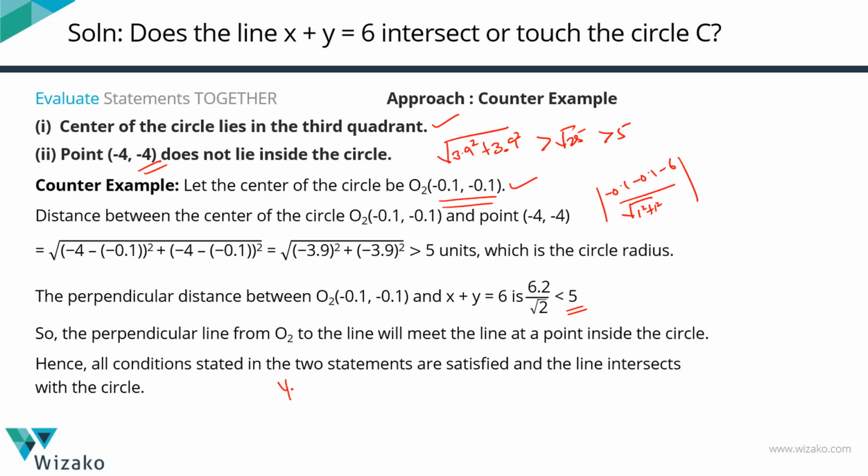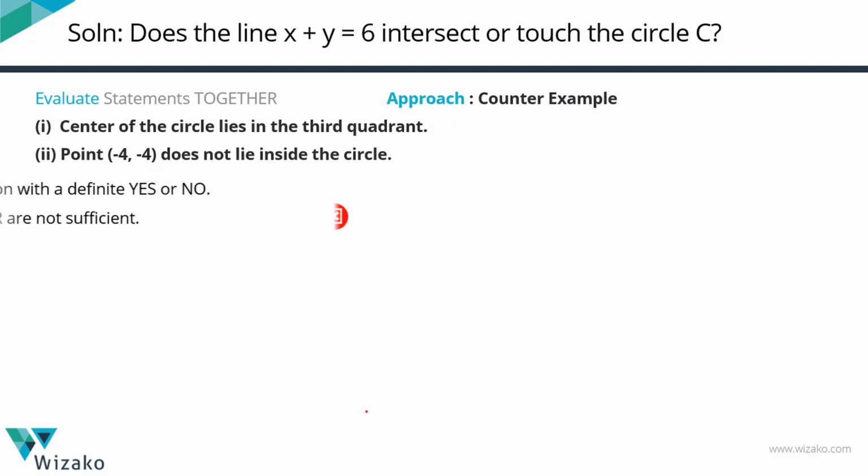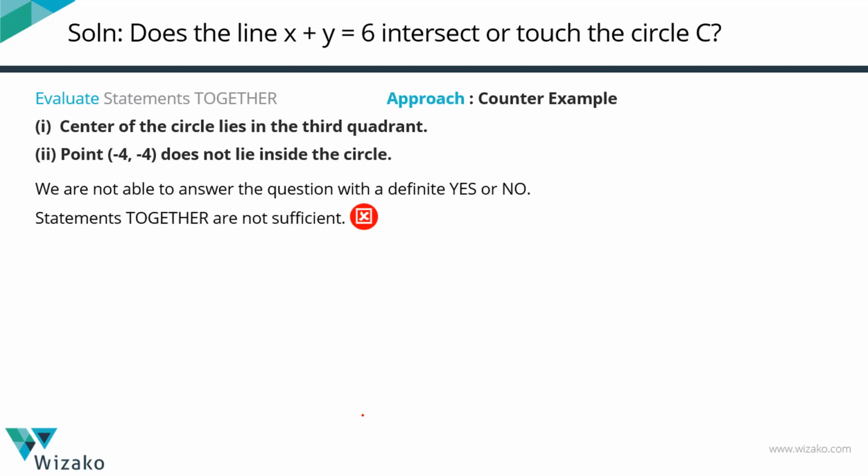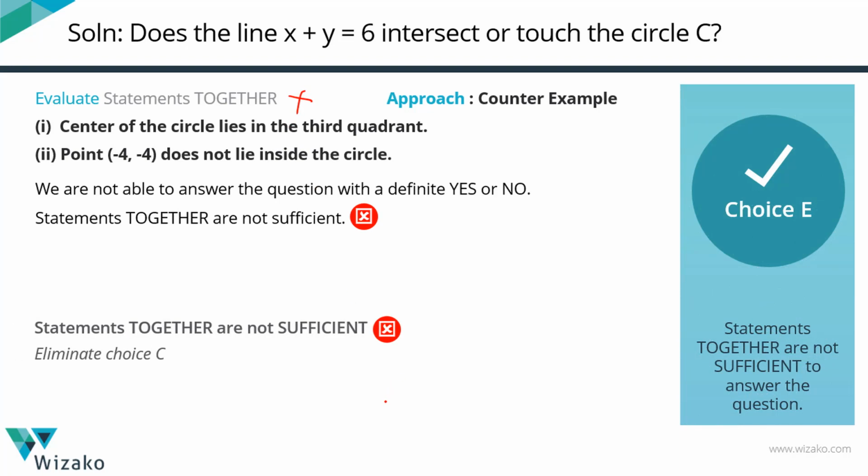We got an answer which is yes. At -10, -10 being the center, we got the answer as no. So we get sometimes yes, sometimes no, despite combining the two statements. So combining the statements together has not been sufficient. Choice E is the answer to this question.